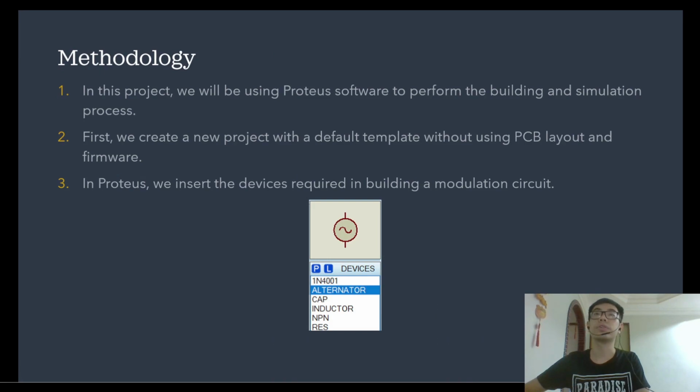The methodology in this project is that we will be using Proteus software to perform the building and simulation process. First, we will create a new project with a default template without using any PCB layout and firmware. In the software, we will insert the components required in building a modulation circuit, like below.